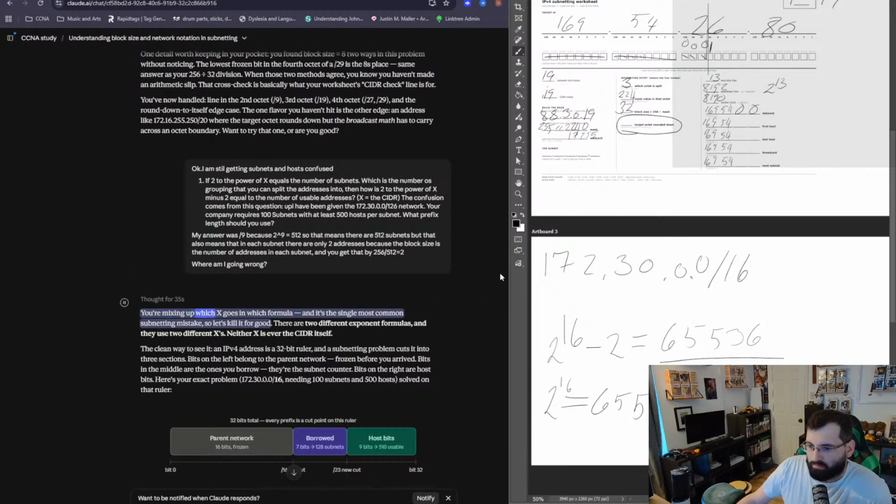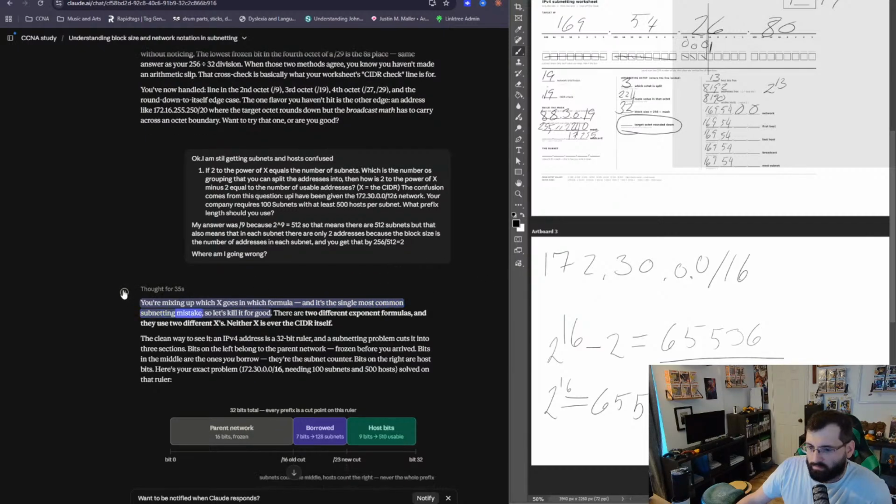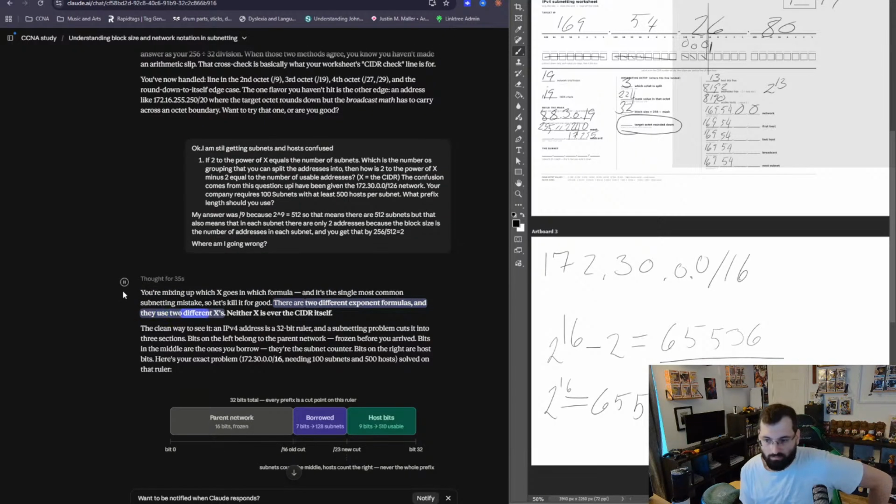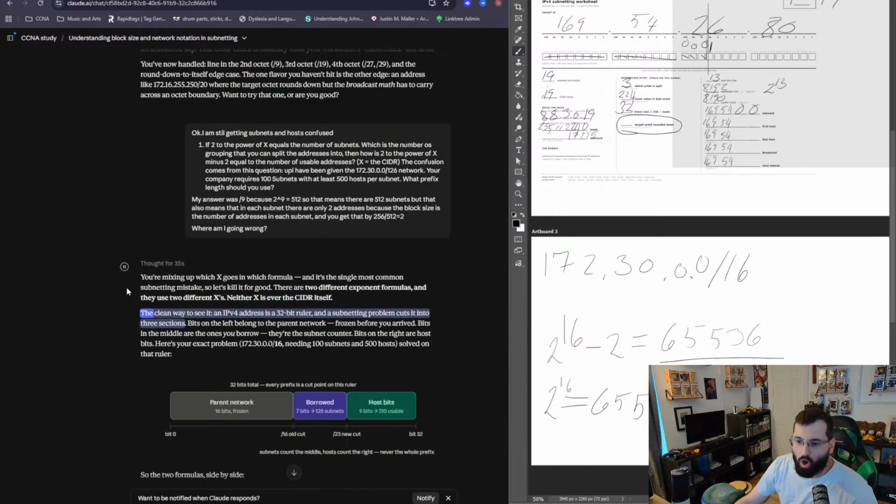You're mixing up which X goes in which formula, and it's the single most common subnetting mistake, so let's kill it for good. There are 2 different exponent formulas, and they use 2 different X's. Neither X is ever the CIDR itself. What do you know? The clean way to see it.